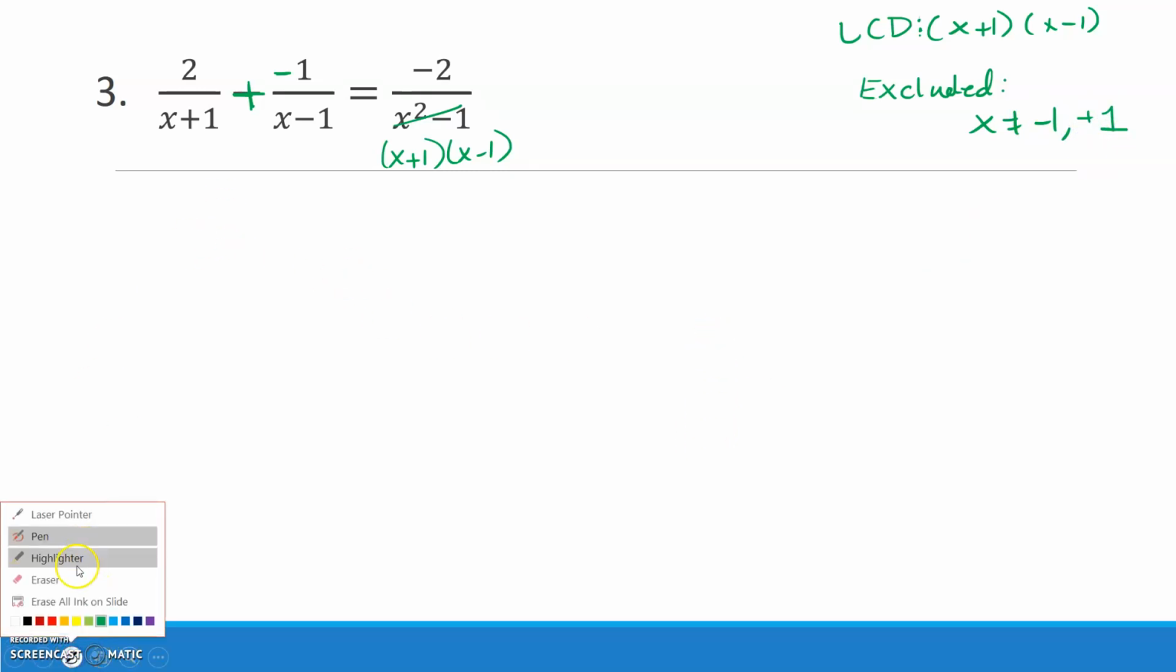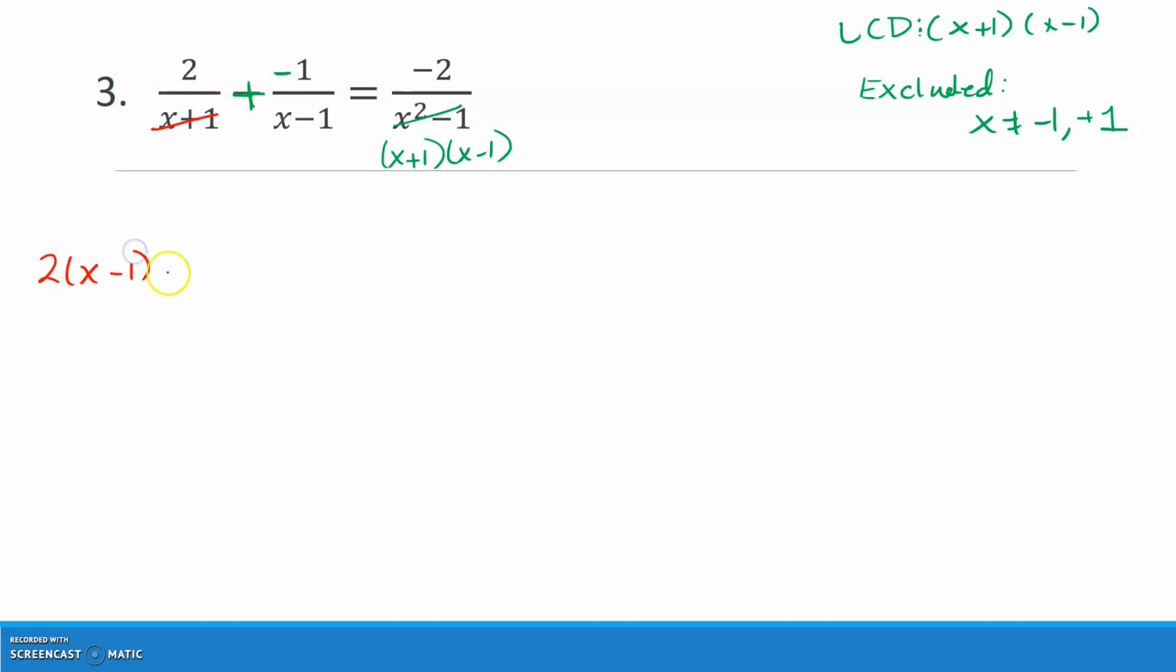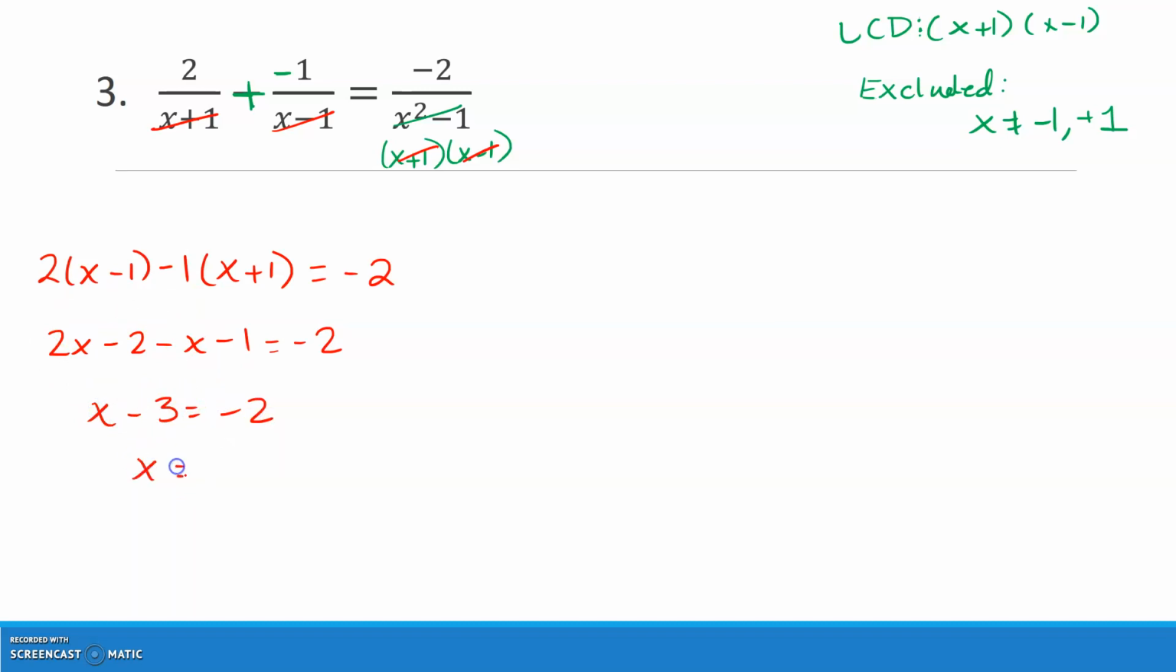If I multiply each fraction by the least common denominator, this x plus 1 would cancel here. You'd have just the 2 times x minus 1. Then I'd have minus 1 times x minus 1 would cancel here, and you'd have just the x plus 1. Both of these would cancel here, and it would just equal negative 2. So then right here, 2x minus 2 minus x minus 1 is equal to negative 2. Simplify all this, you get x minus 3 equals negative 2, and then x is equal to 1.